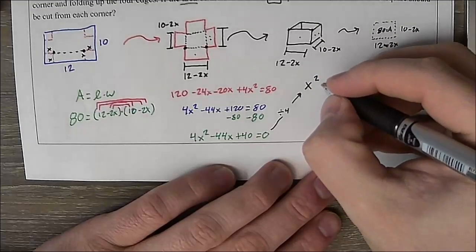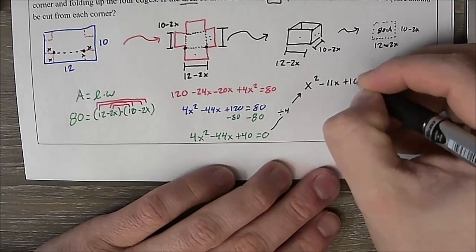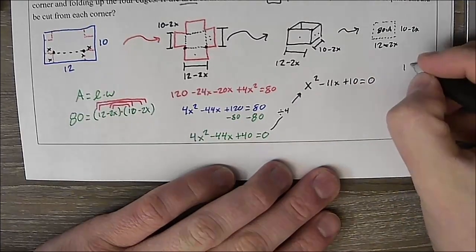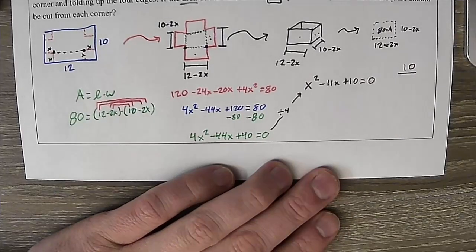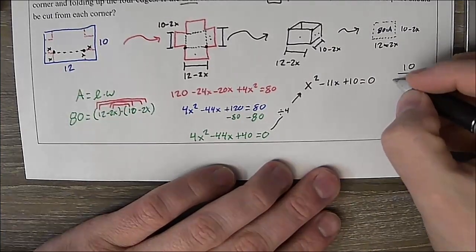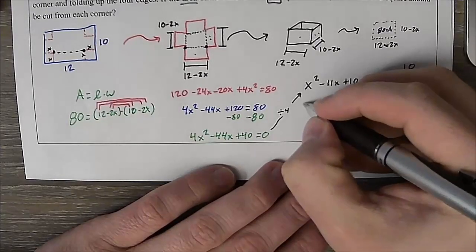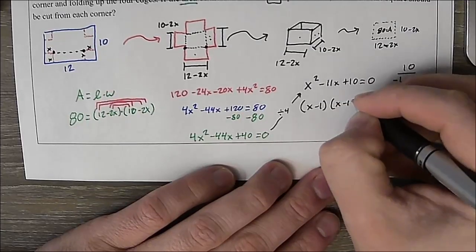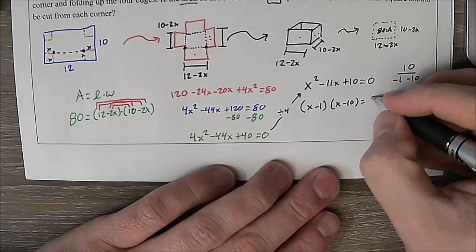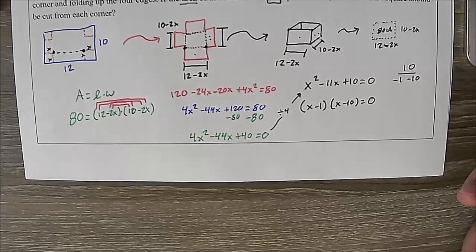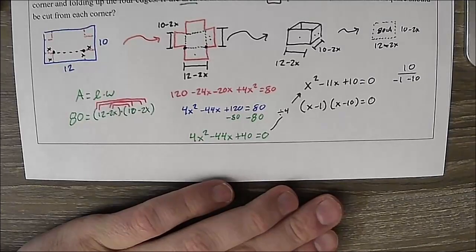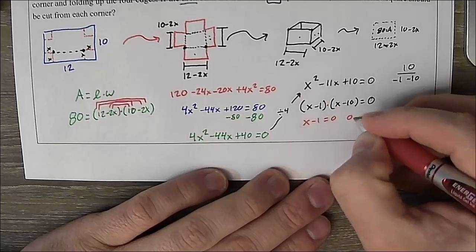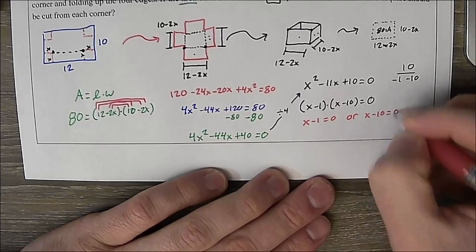Arrives at x squared minus 11x plus 10 equals 0. I need two numbers that multiply to 10 and add to negative 11. That's negative 1 and negative 10. Using our shortcut, our zero product property allows us to say x minus 1 equals 0 or x minus 10 equals 0.